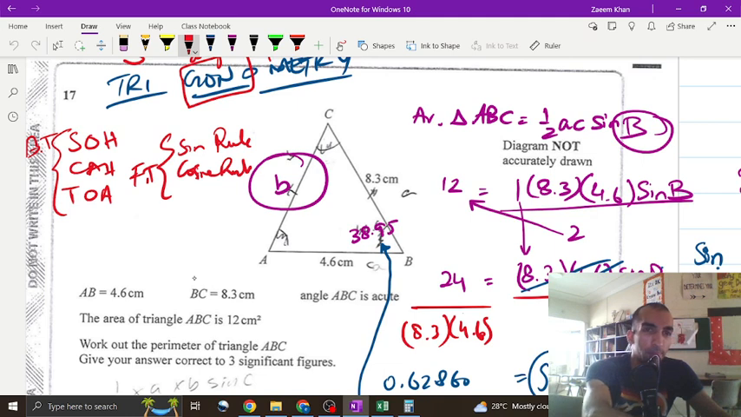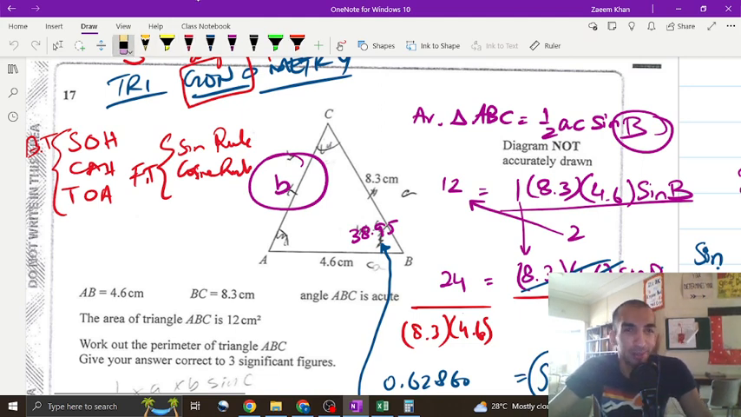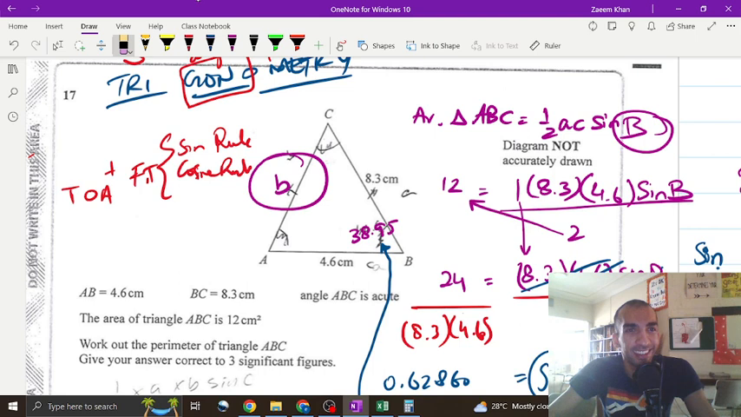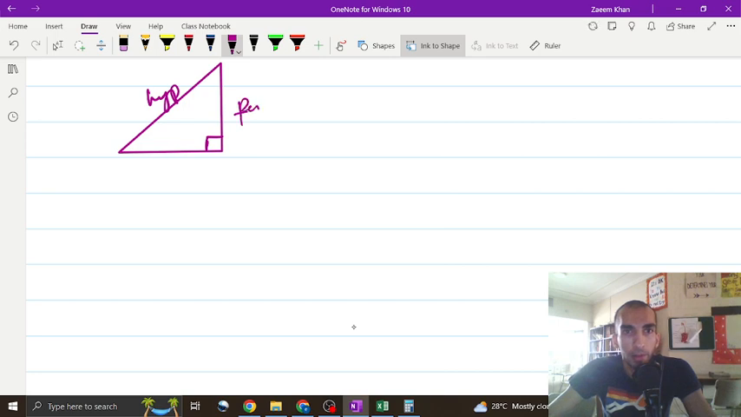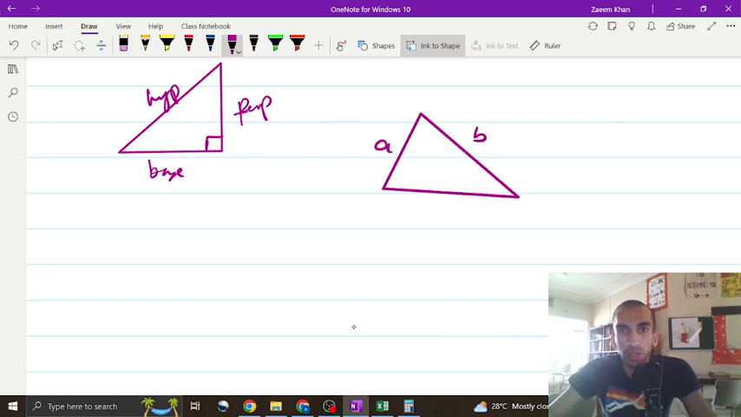Because we have angle and the hypotenuse. Hypotenuse exists in a right angle triangle. We don't even have a right angle triangle. This is the hypotenuse, this is the perpendicular, and this is the base. Whenever we do not have a right angle triangle, this is when we end up using sine rule or cosine rule.